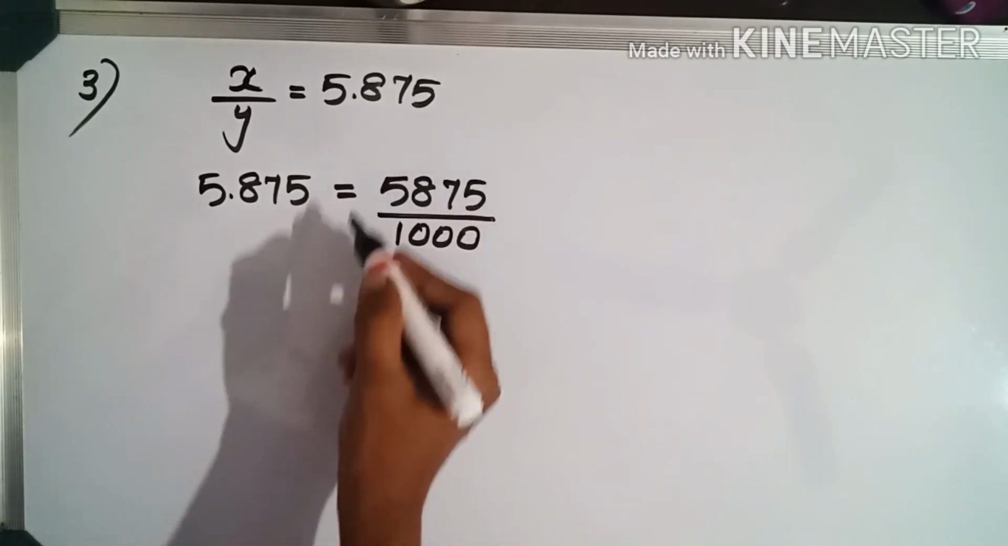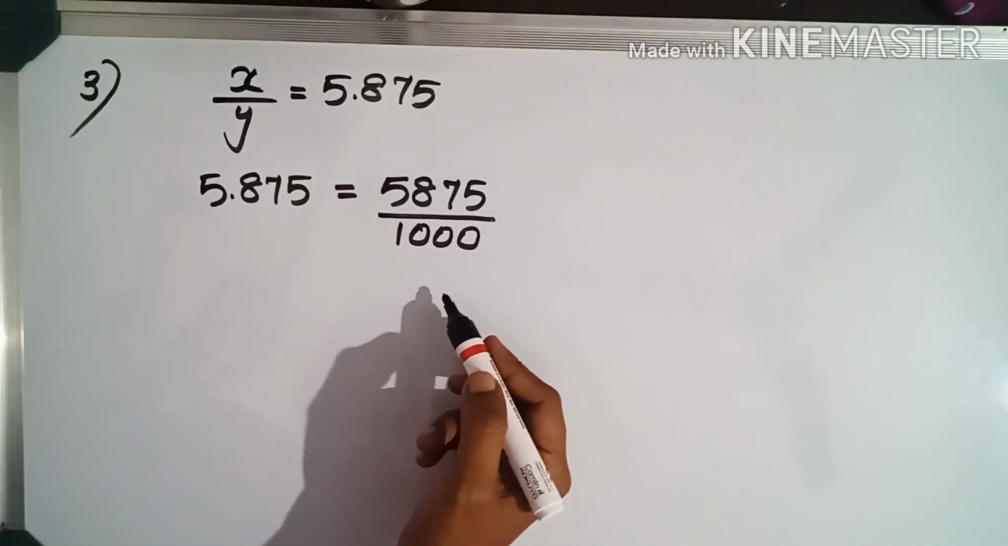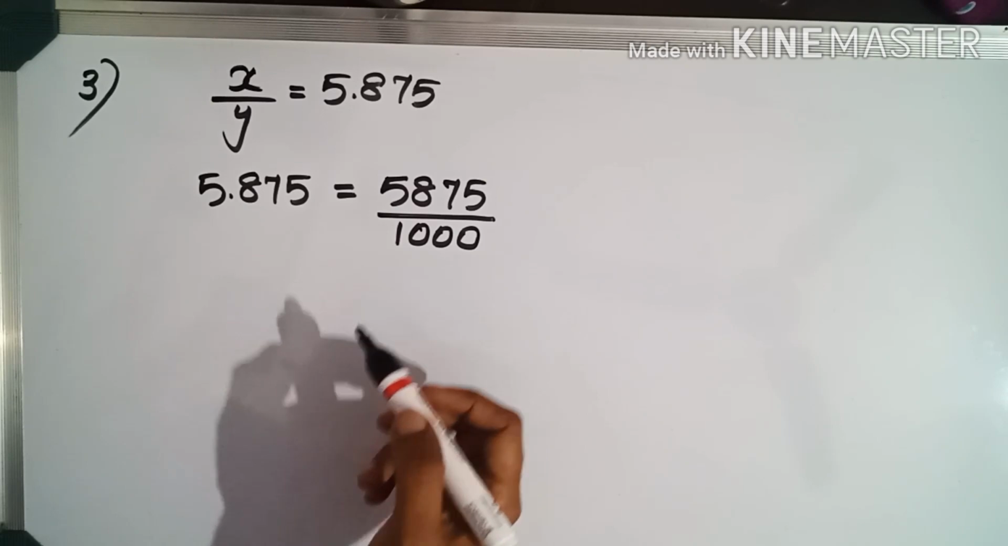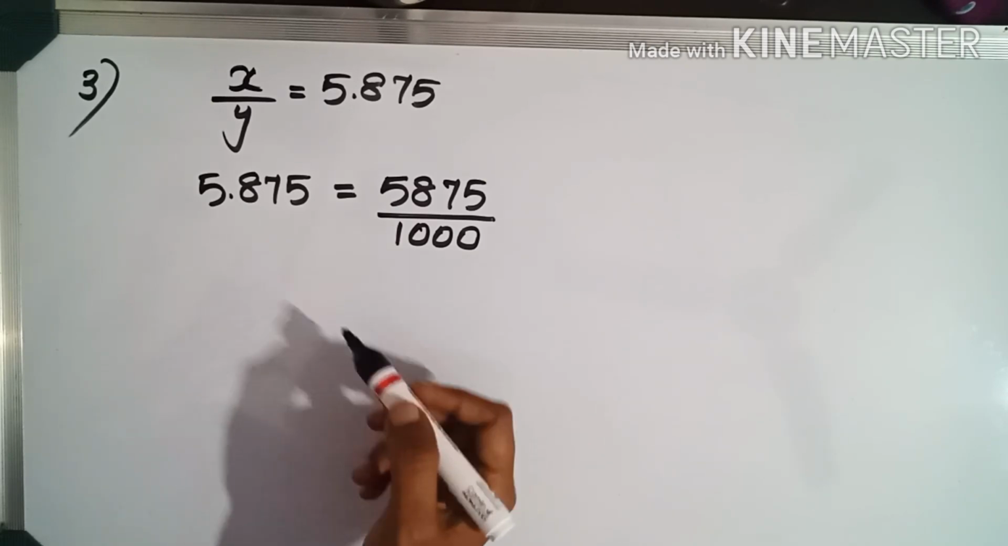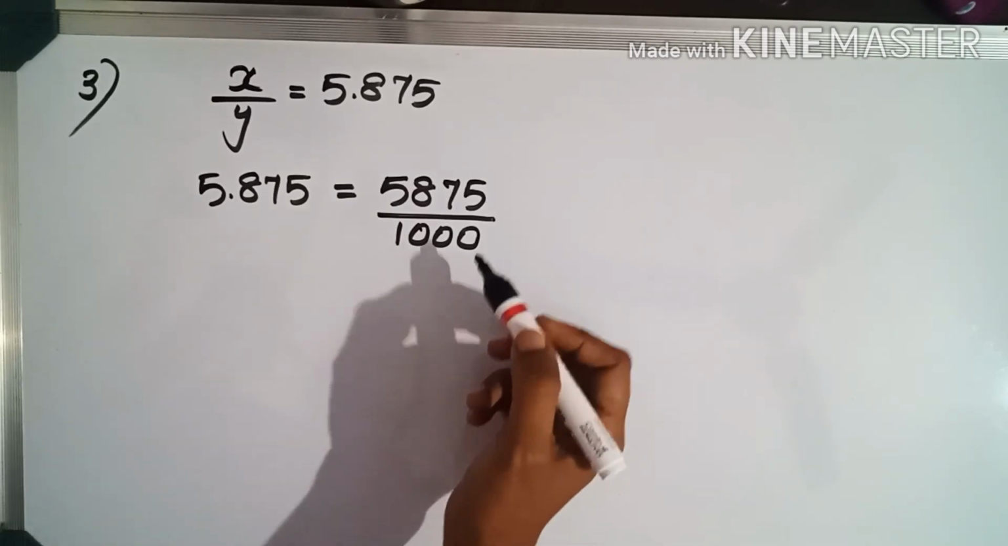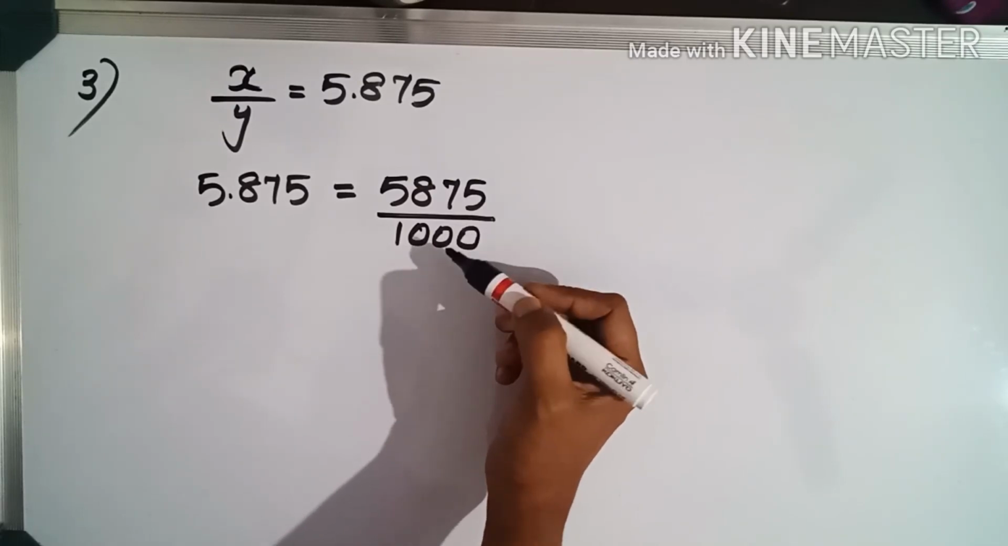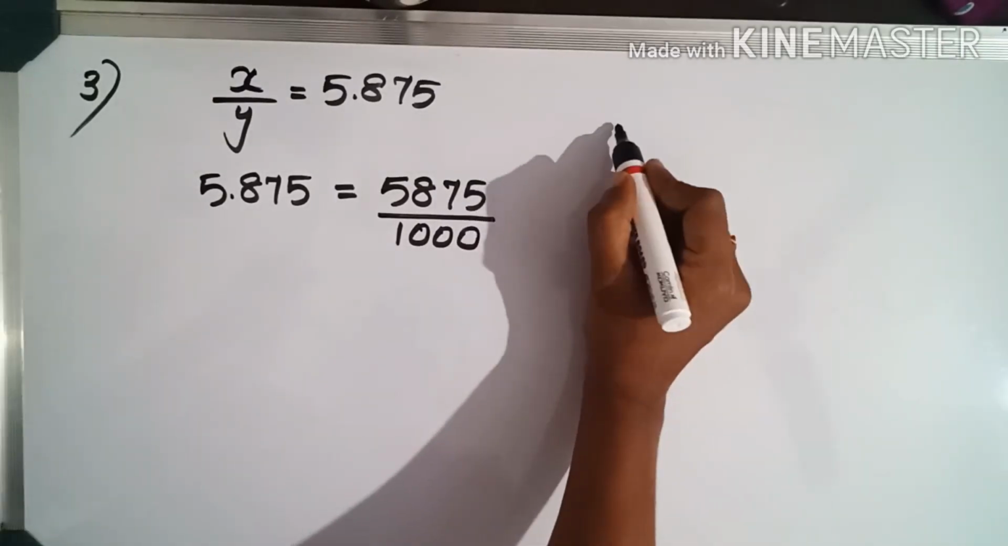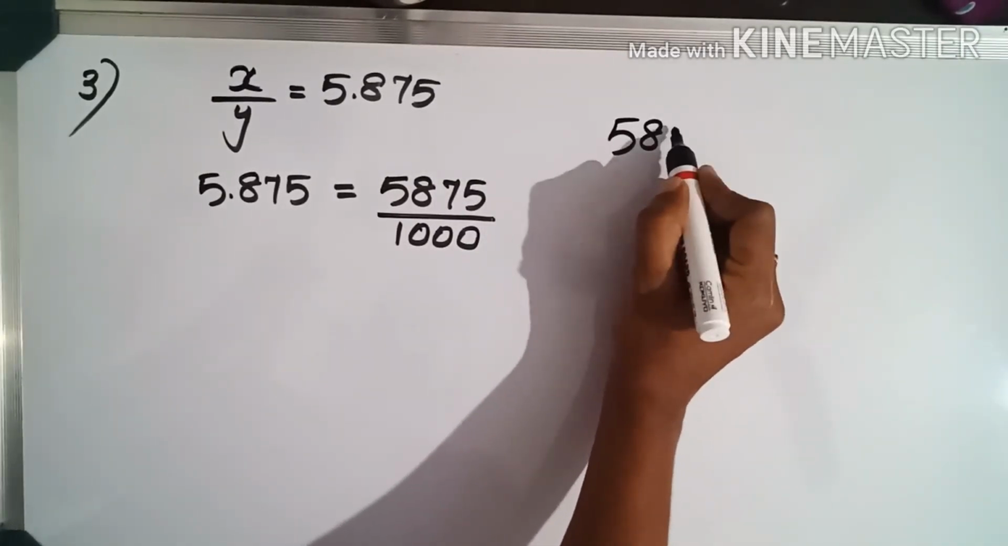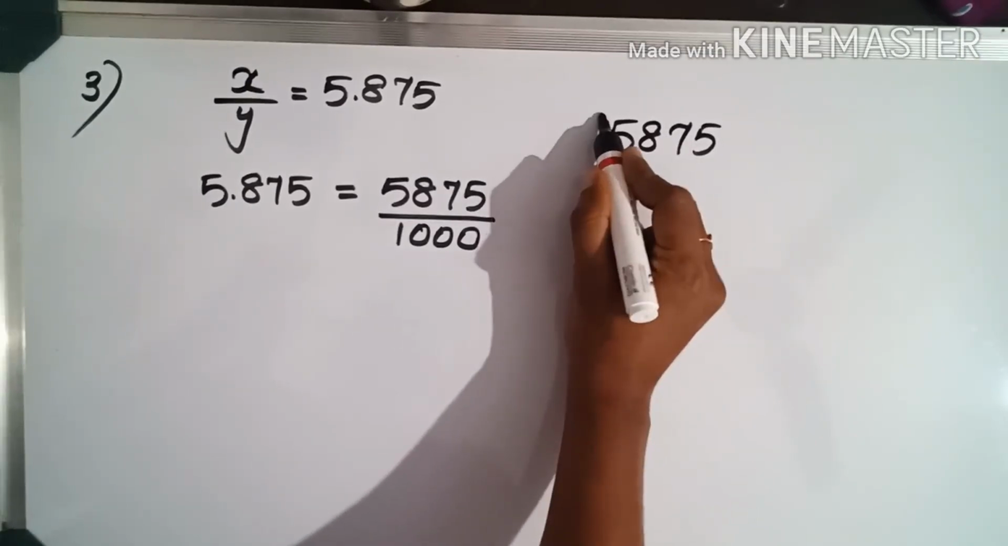But here these are 4-digit numbers. We need 2-digit numbers. So for that, let's factorize the numerator and the denominator. First let's take the numerator, that is 5875.